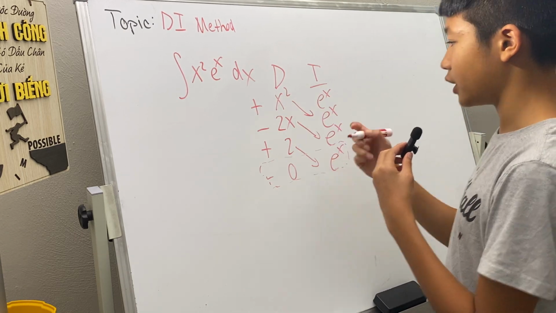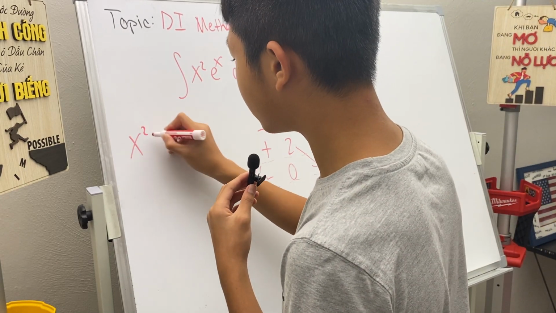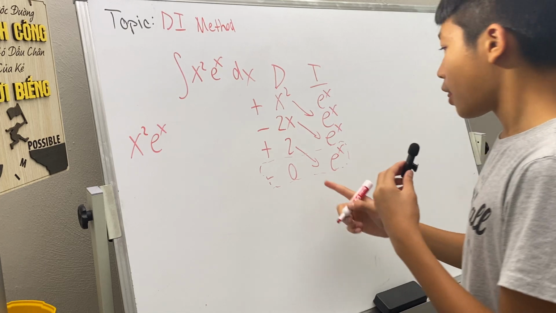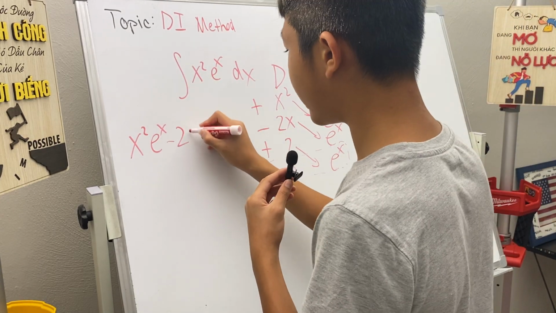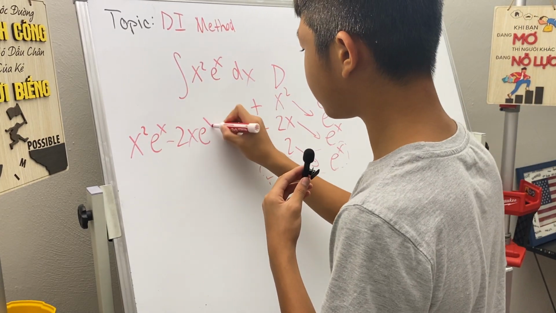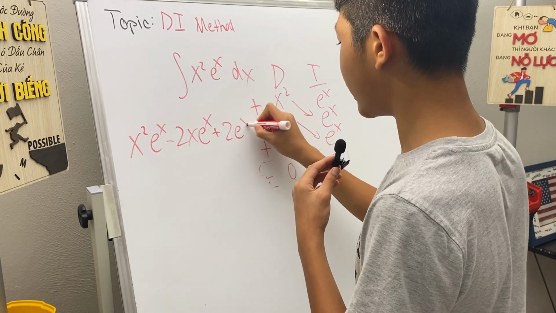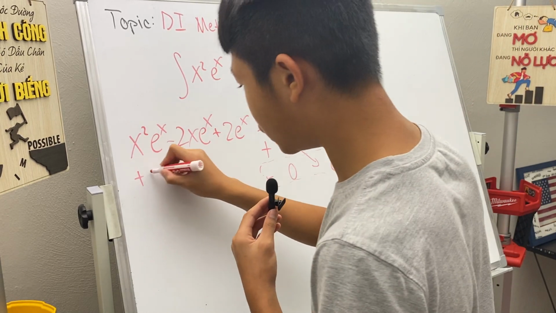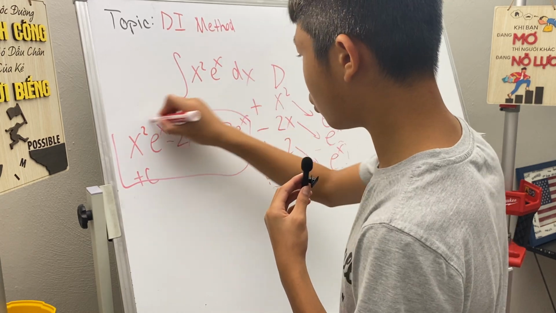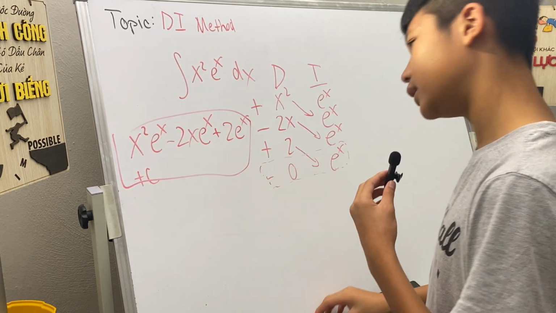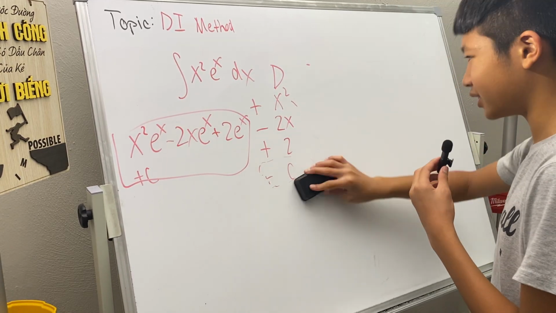So first answer, x squared e to the x, subtract 2x times e to the x, then plus 2e to the x like this. And plus the c as well. And yeah, that's it. Pretty much, that's it.